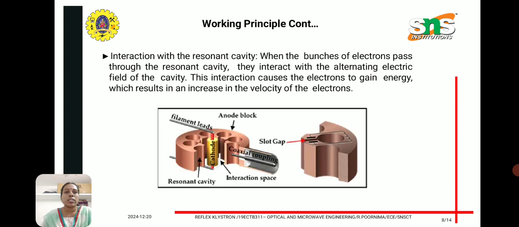This is an example of a resonant cavity where the interaction takes place. When the bunches of electrons pass through the cavity, they interact with the electric field. This causes the electrons to gain energy, which results in an increase in the velocity of the electrons.